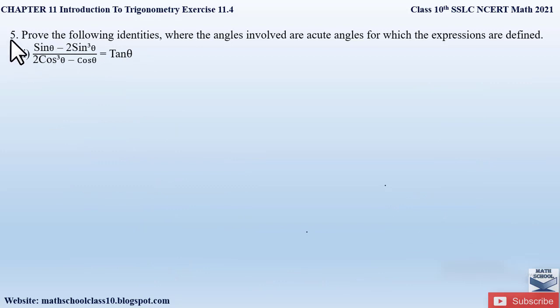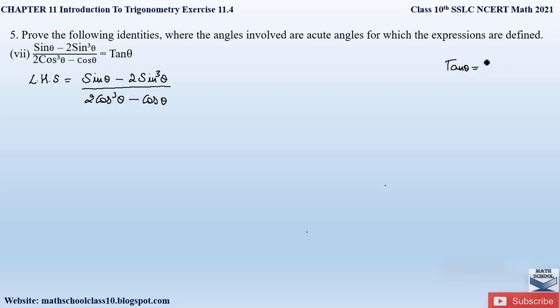Part 7 from question number 5 says sin theta minus 2 sin cube theta divided by 2 cos cube theta minus cos theta is equal to tan theta. So here we have to prove the left hand side as equal to right hand side. So let us consider the left hand side part, which is given as sin theta minus 2 sin cube theta divided by 2 cos cube theta minus cos theta. So we have to prove this equal to tan theta, where tan theta is equal to what? Sin theta divided by cos theta. So we have to get this value. So here how do we get that?